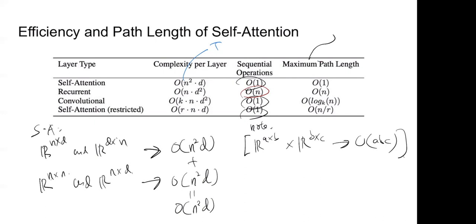And for convolutional neural nets, you can apply convolutional layers log many times to get to that point. So it's not that many, but definitely not O of one. And in restricted self-attention, it's not O of one because not everything is connected, only the local neighbors are connected, but you can obtain the number by dividing N by R. So hopefully you get this too.